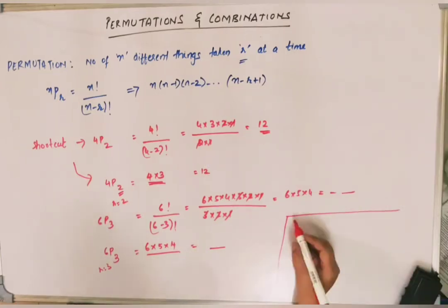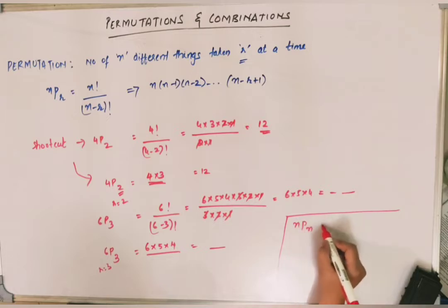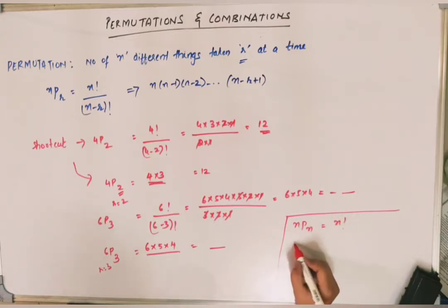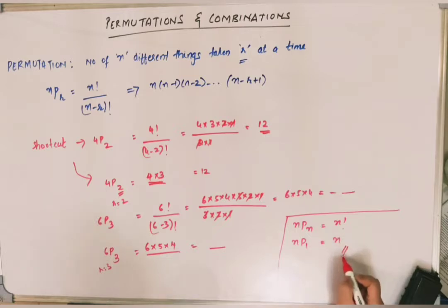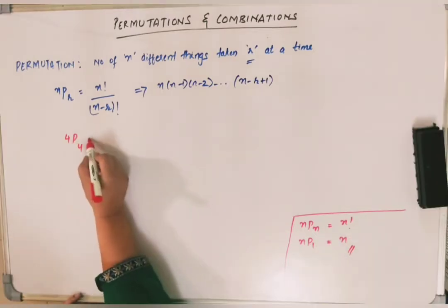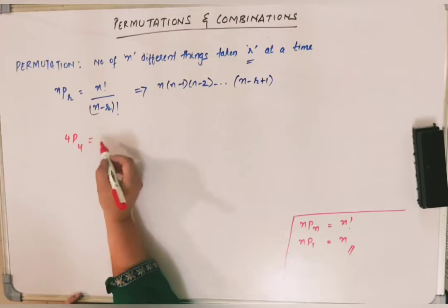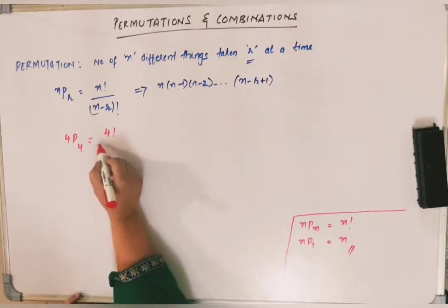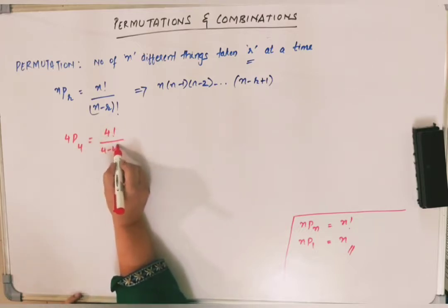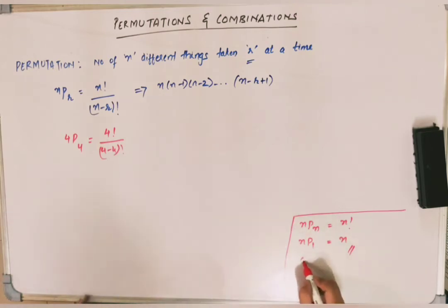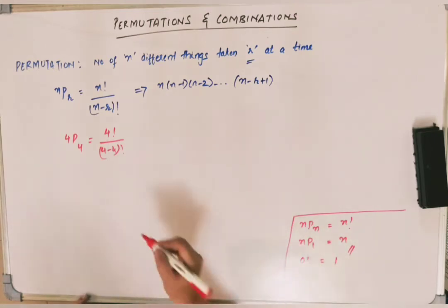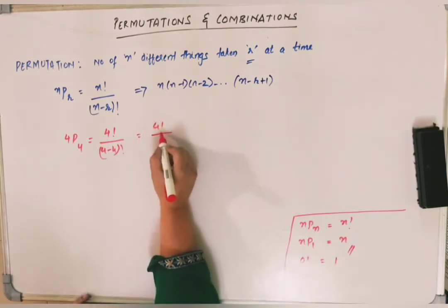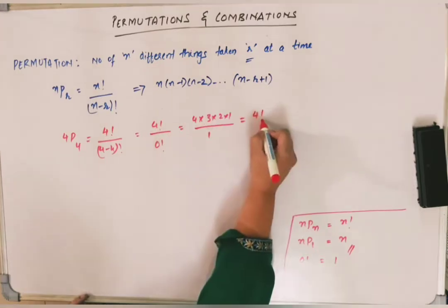Two more things that we need to note: nPn is equal to n factorial, and nP1 is equal to n. Let us take an example, say 4P4. 4P4 is 4 factorial by (4 minus 4) factorial. Remember one more thing, 0 factorial is always 1. So this will be 4 factorial by 0 factorial, which is 4 factorial itself, right?